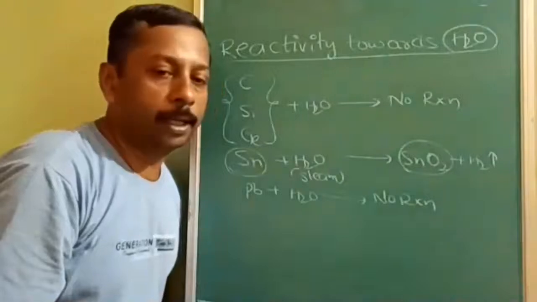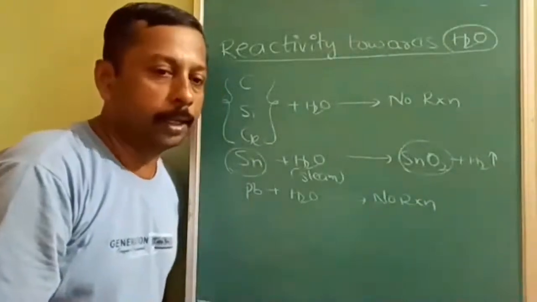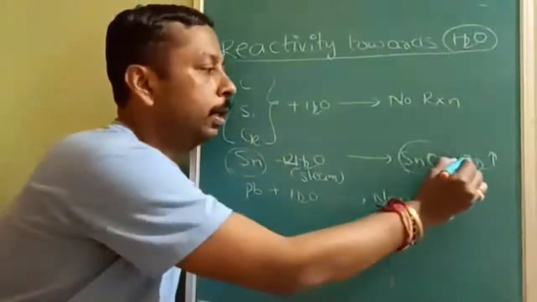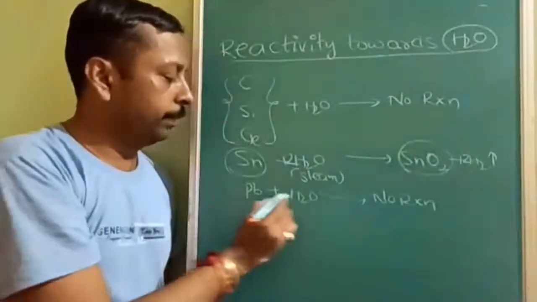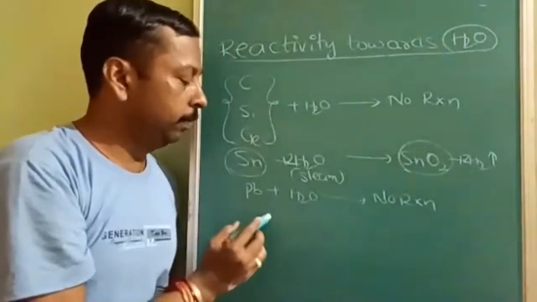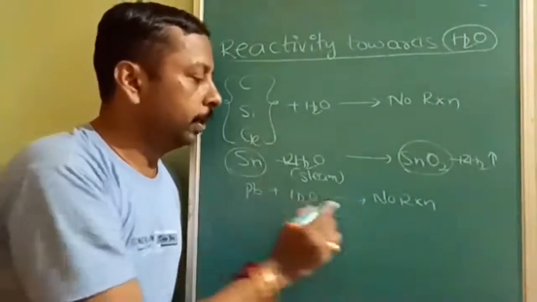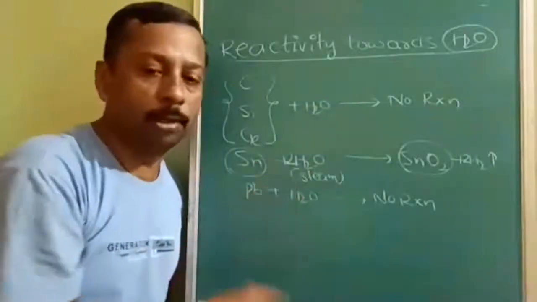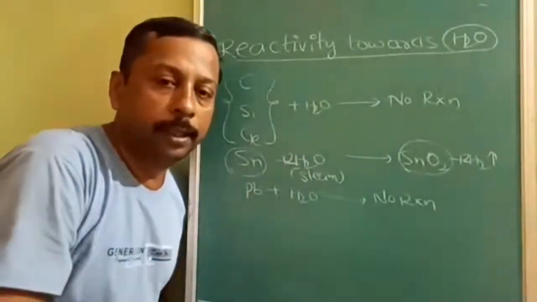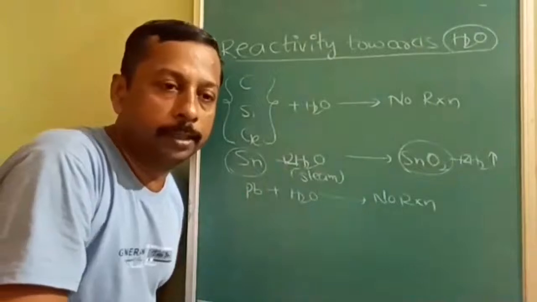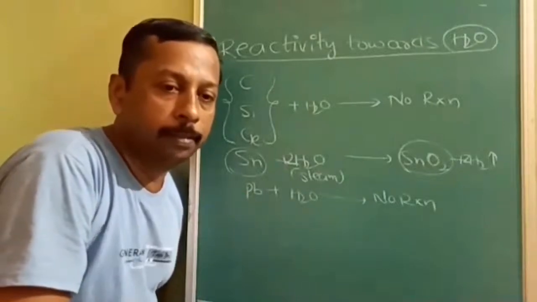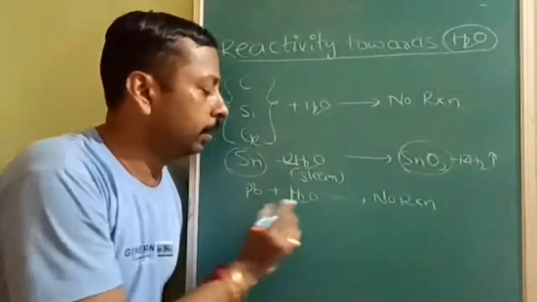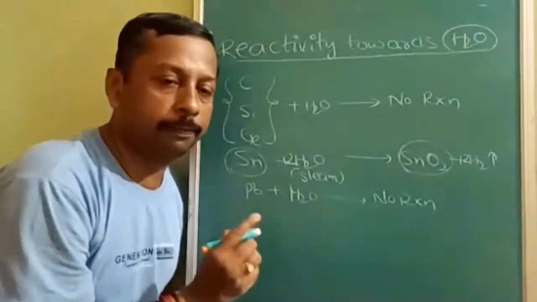Tin can form dioxide and liberates the hydrogen. For balancing purpose, if you want 2H2O, and it will be 2H2. Okay, Pb plus H2O, then there is no reaction. But as per this series, down the group reactivity should increase due to decrease in ionization energy. But why is there no reaction? Because of the protective layer.